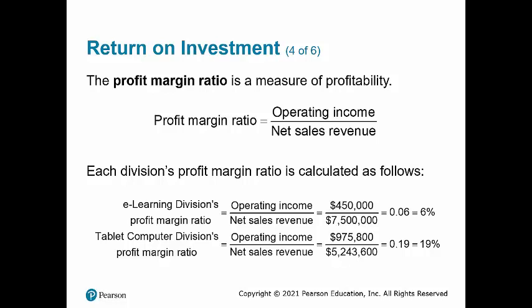The e-learning division has a profit margin ratio of 6%, meaning that it earns operating income of 6 cents on every $1 of sales. The tablet computer division, however, is much more profitable with a profit margin ratio of 19%, earning 19 cents on every $1 of sales.